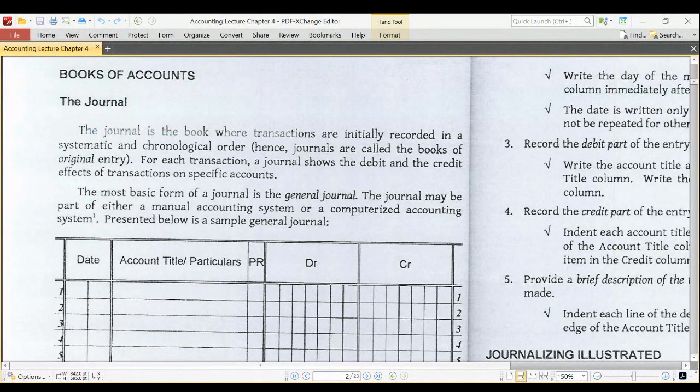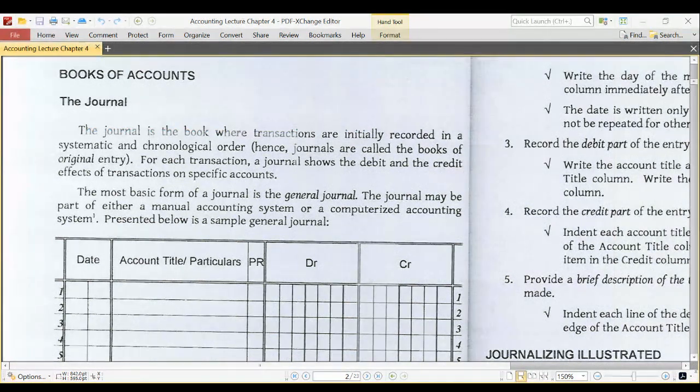Ano naman yung special journals? Example ng special journals is yung sales journal. Ibig sabihin, separate yung journal for other transactions which do not affect the sale. And then, meron pang separate journal which is the sales journal. Specific lang sa mga sales transactions.